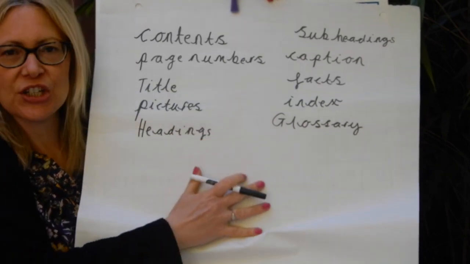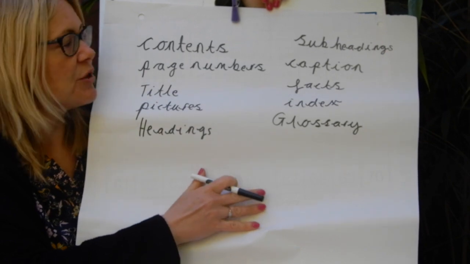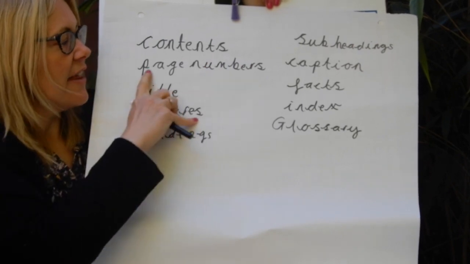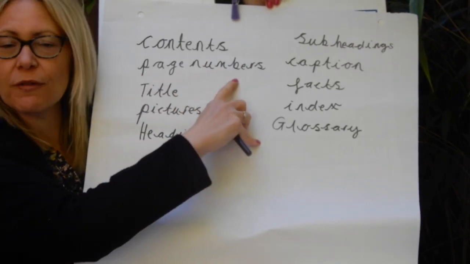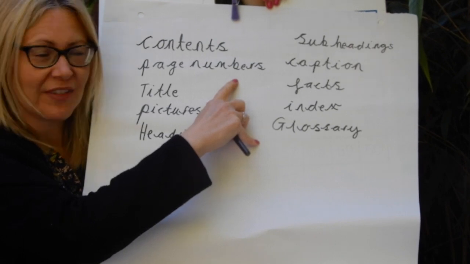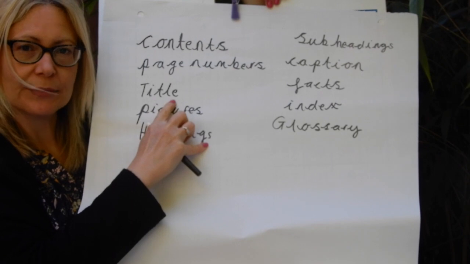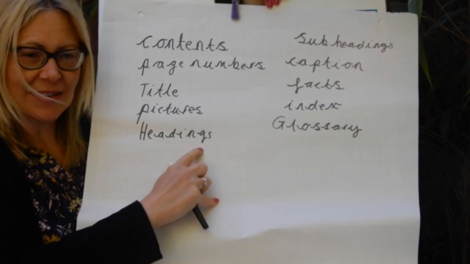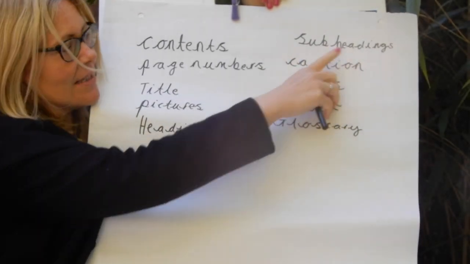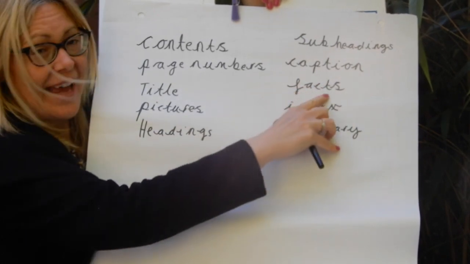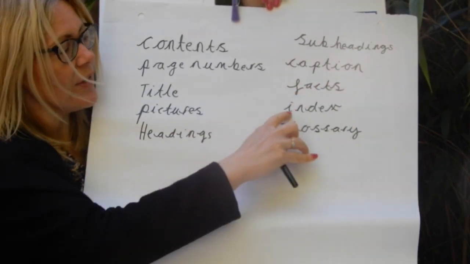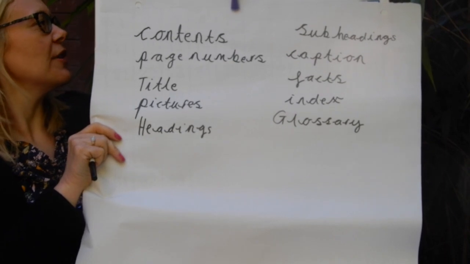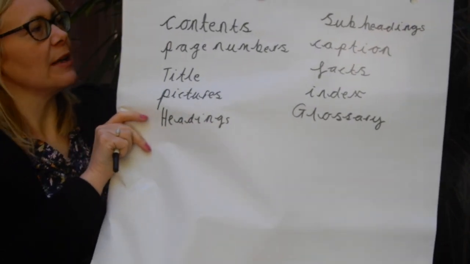Right, so on my list of features, things you find in a typical information book, I have got the contents. The contents, the page numbers. They can often feature in a fiction book as well, but definitely in an information book. A title of the book. Pictures. I've got headings. I've got subheadings. Captions. Facts, which we just spoke about, things that are absolutely true. Index and a glossary. Now I'm going to go through those a little bit with you now, so you know what I'm talking about when I say these things.